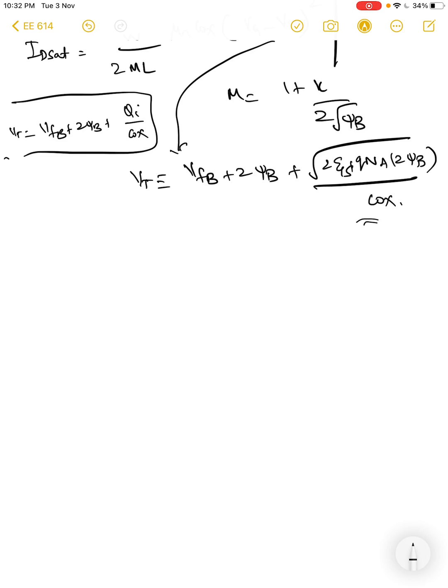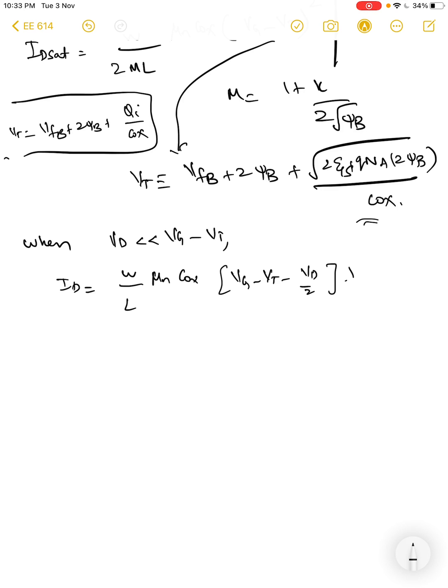Now this derivation of the threshold voltage can be inserted back into the total drain current, and we can see that when Vd is much smaller than Vg minus Vt, the drain current turns out to be W by L mu n Cox (Vg minus Vt minus Vd by 2) into Vd. And remember, this is the first term in the previous ID derivation, right?